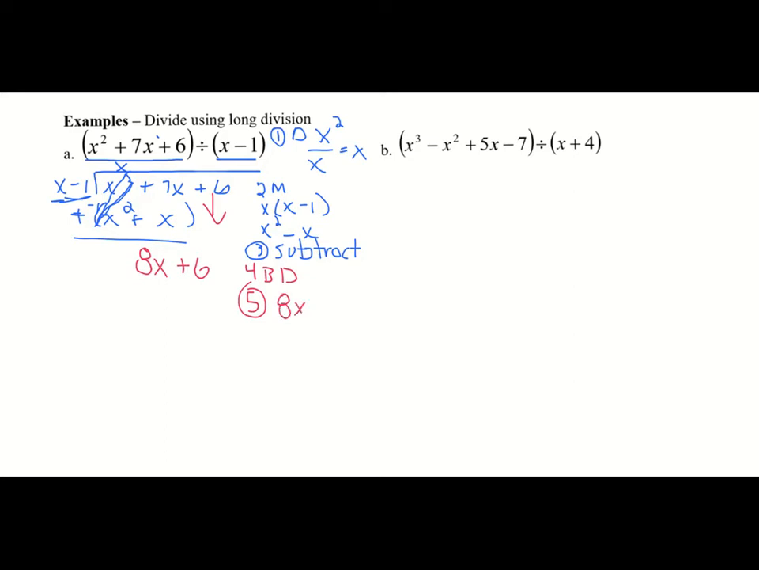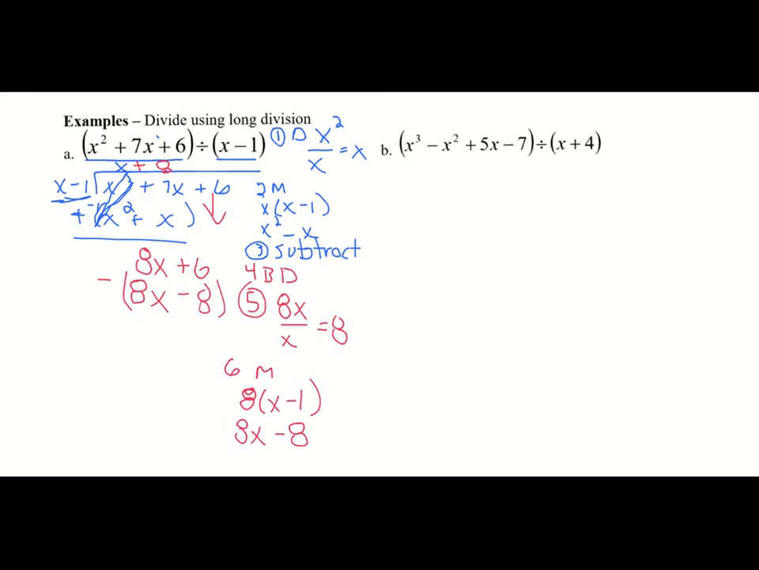8x and divide it by x. So we're going to get 8. So I'm going to put plus 8 there. And then we're going to multiply. So we're going to have 8 times x minus 1. So 8x minus 8. And then we have to subtract it. So we're going to do minus 8x minus 8.